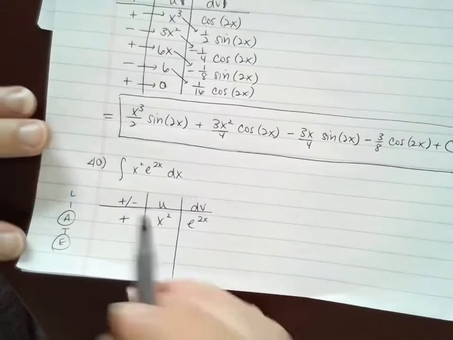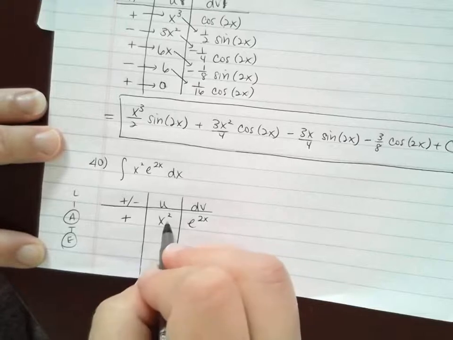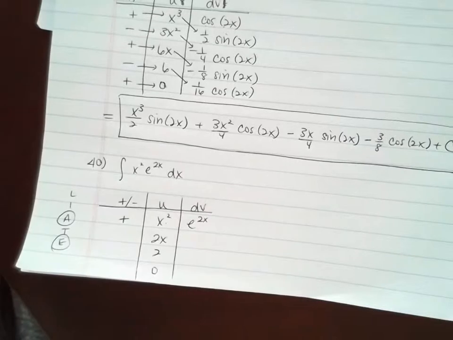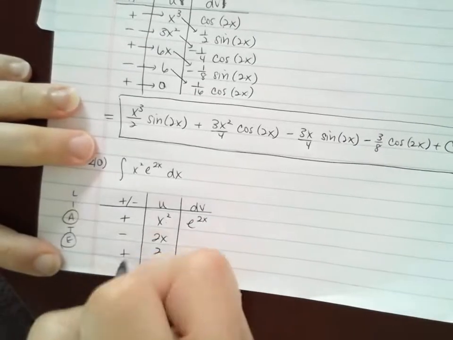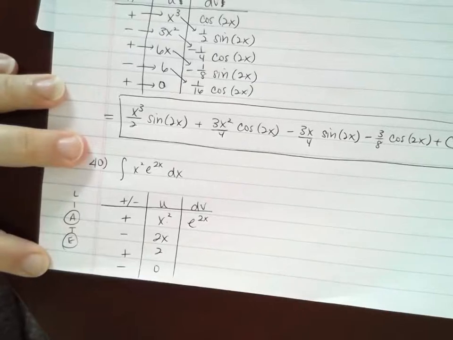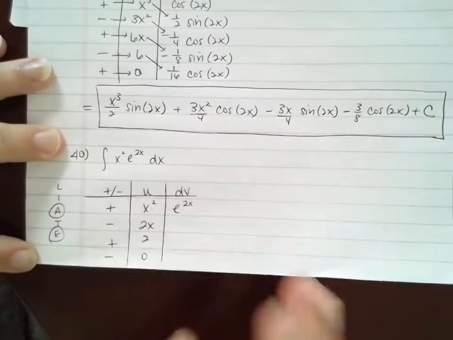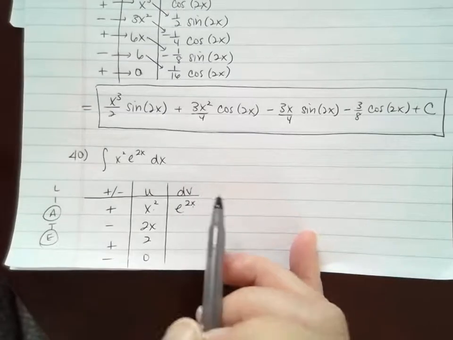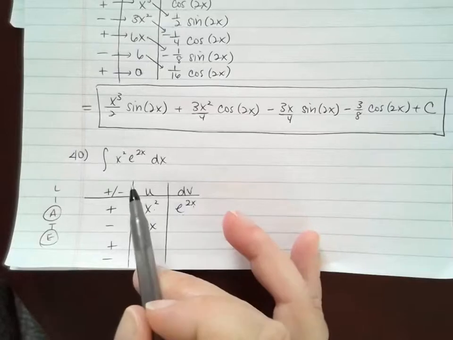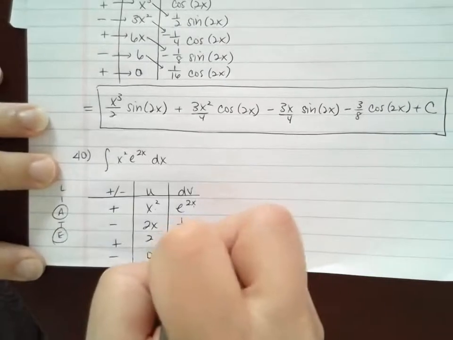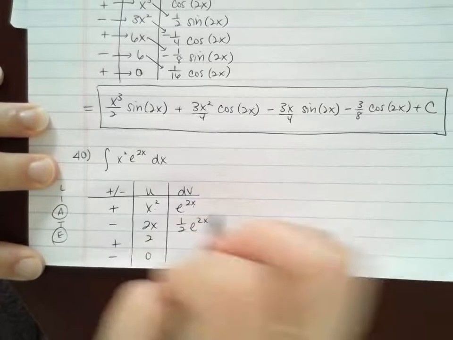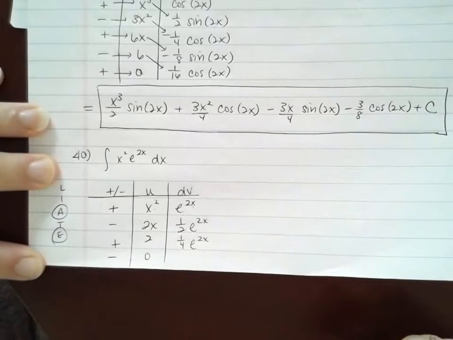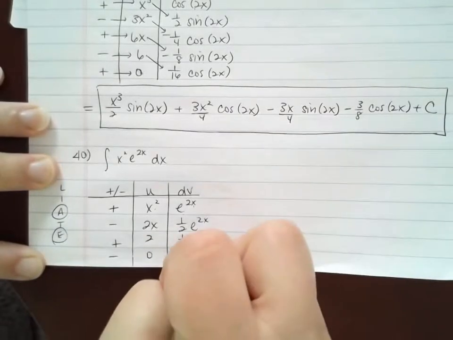First thing I like to do is see how long this table is going to be by taking the derivative of my u until I get 0. That means this is going to be a 4-lined table, 4 rows. I'm also going to imagine taking the integral of e to the 2x, and in so doing, I'm imagining putting a 2 next to the dx and balancing it with a 1/2 on the outside. So I get 1/2 e to the 2x, and then I'm going to get 1/4 e to the 2x because the integral of e to the u is e to the u. And then finally I get 1/8 e to the 2x.